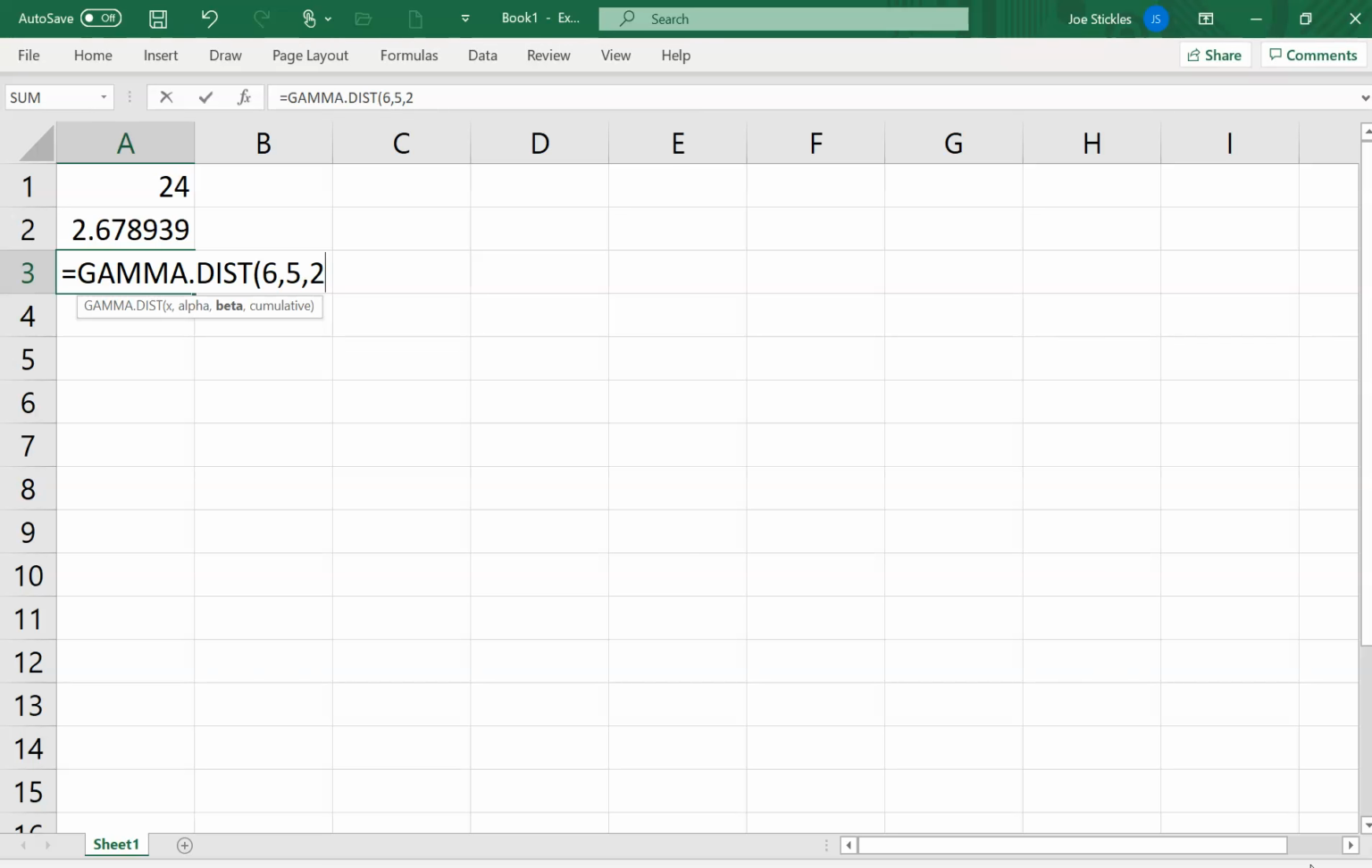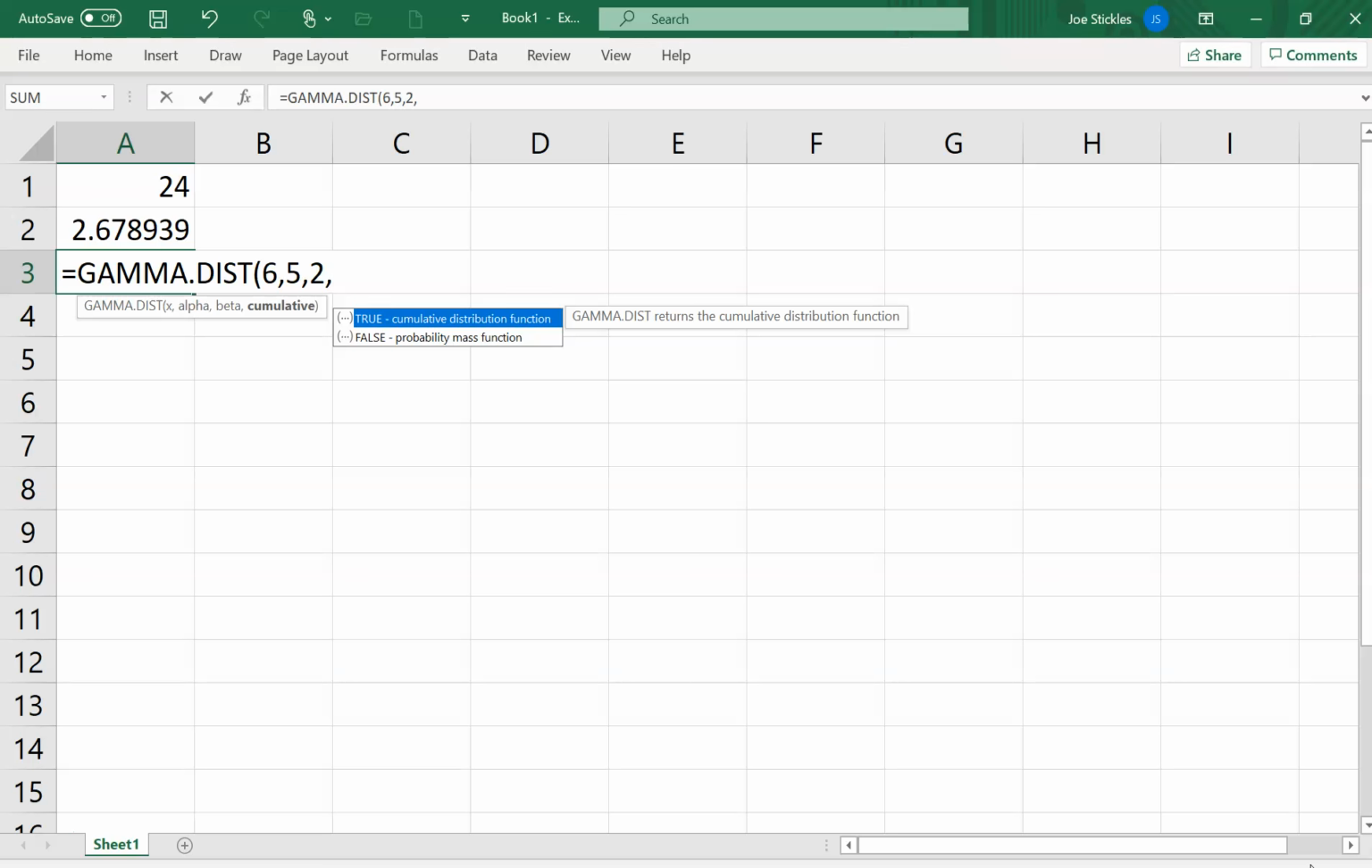Notice I'm separating these by commas, right? The first thing is the X value that you're plugging into the distribution. The second is your alpha. The third is your theta. The last thing you want to plug in is what's referred to as a Boolean variable, which just means it's true or false. If you put in true, the value that comes out is the cumulative distribution function. If you put in false, it literally just takes the X value and plugs it into the PDF. So true is CDF, false is PDF.